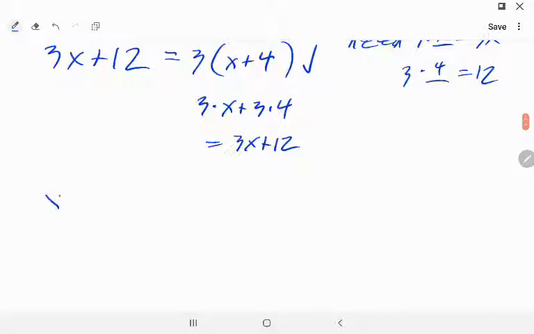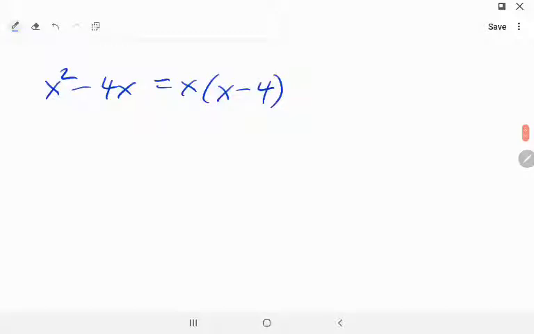If we had something like x squared minus 4x, there's no constant common factor, but it's very easy to see variable common factors. We can write that as x times the quantity x minus 4. That's going to be pretty common. We're going to do that a lot.